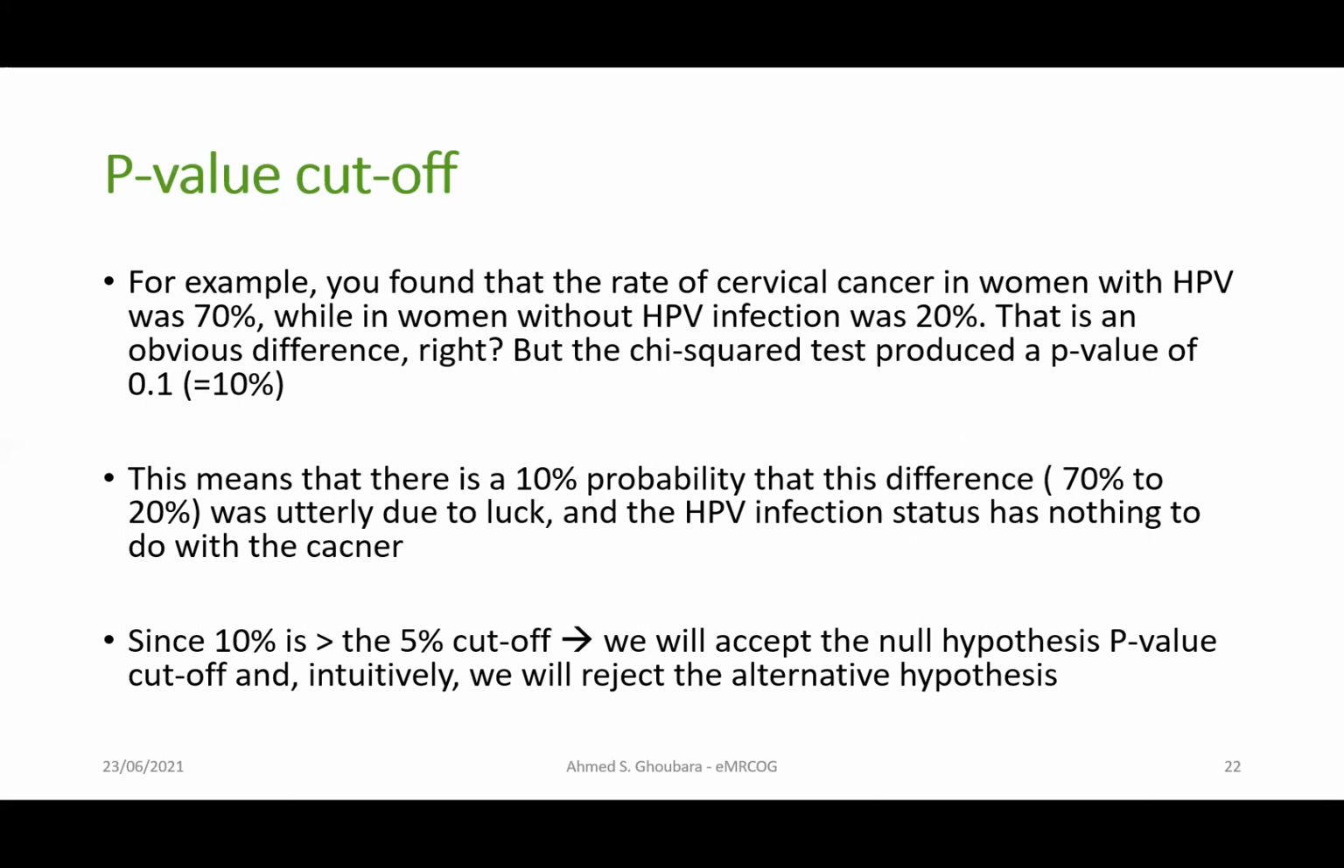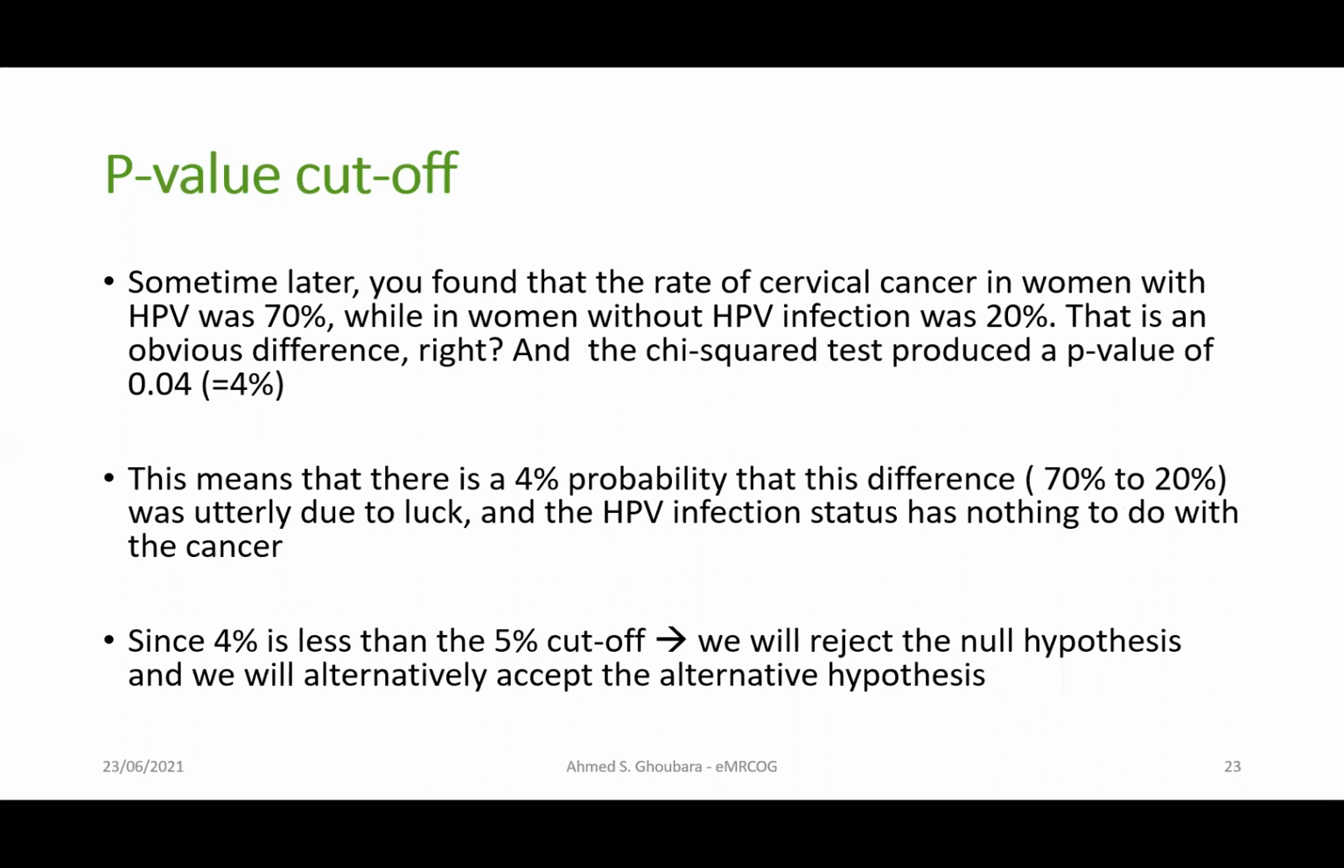So this 10% probability of a fake difference is too much to accept. So we will assume that both groups are the same, and based on that, we will accept the null hypothesis, and consequently, we will reject the alternative hypothesis, and we will report that both groups are actually the same, because the p-value is more than 5%, it is 10%.